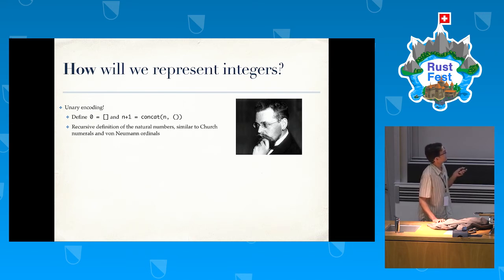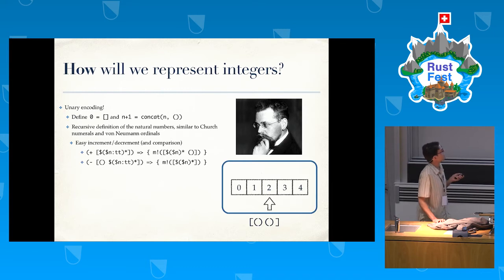Oh, by the way, this is Zermelo from ZF set theory. It's a bunch of sets. So because this is a recursive definition, I can write it as a recursive macro. If my input is a list of n tokens and I want to increment, I just add one more token. And if I want to decrement, let's say I have at least one token, and then I have some more, and I just toss out the first one, and so I've decremented my number.